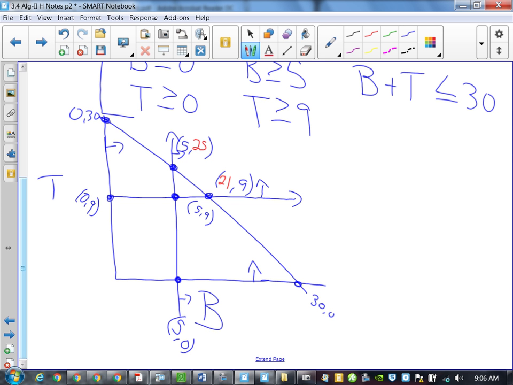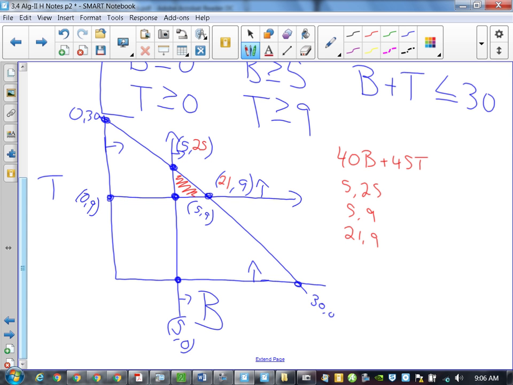Your original shaded region area now is in this little triangle where we're trying to make our money. And I have to check those 3 ordered pairs to see which one of them gives me the most profit. What was it? 40B plus 45T. So we're checking it at 5, 25, 5, 9. I don't think I'll make much money there. And 21 and 9. Yes, ma'am.